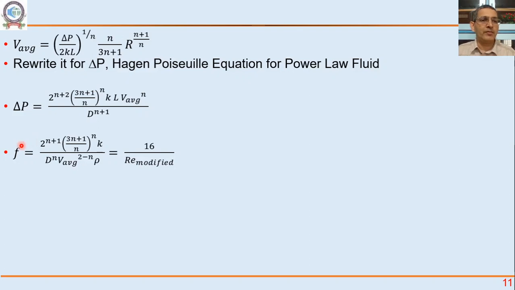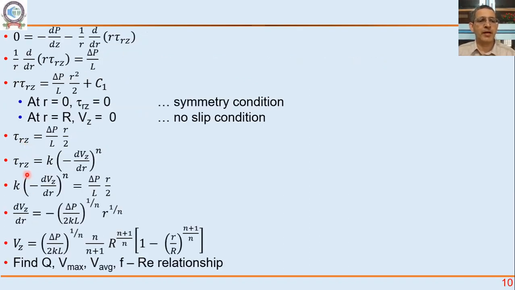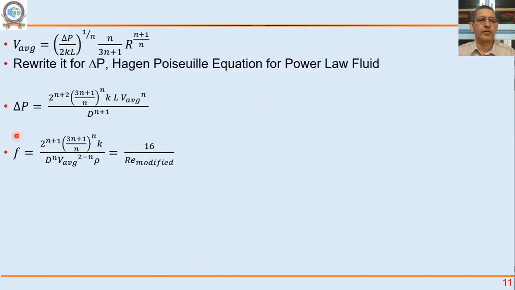Now friction factor we can get as easily. How do we get it? We have the tau RZ expression. Evaluate it at r equal to capital R, the wall of the pipe. Delta P R by 2L is tau W. Tau W divided by half rho V square is f. So you now get delta P D by 4L. Put in this expression for delta P and you will get this expression for friction factor. Again, if you put n is equal to 1, you will get 16 by Re. K will become mu.